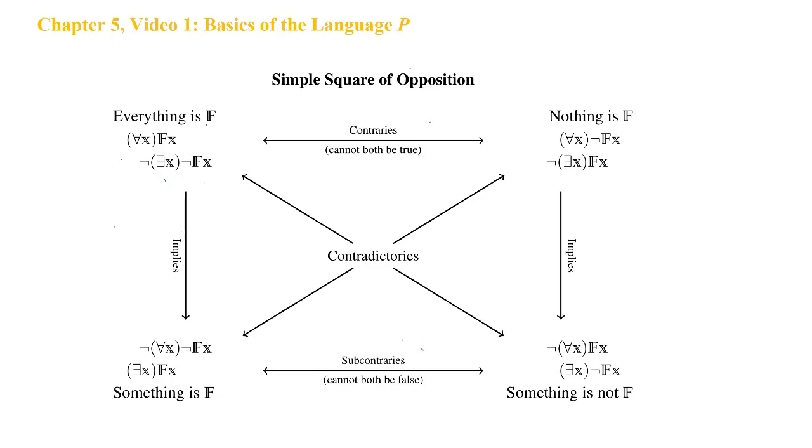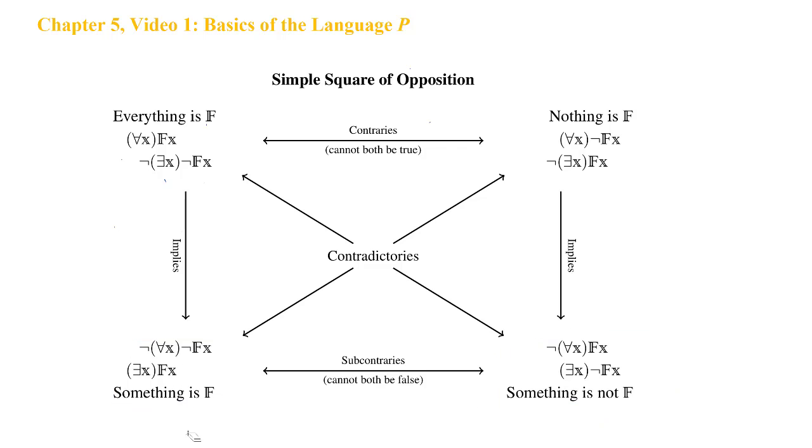And below that, we have the subcontrary relationship. The two bottom corners can't both be false at the same time. If it's false that something is F, then it must be true that something is not, and vice versa. If it's false that something is not F, then something must be F. But they can both be true. You can have some things are F and some things are not, as when we have some cats that are striped and some cats that are not.